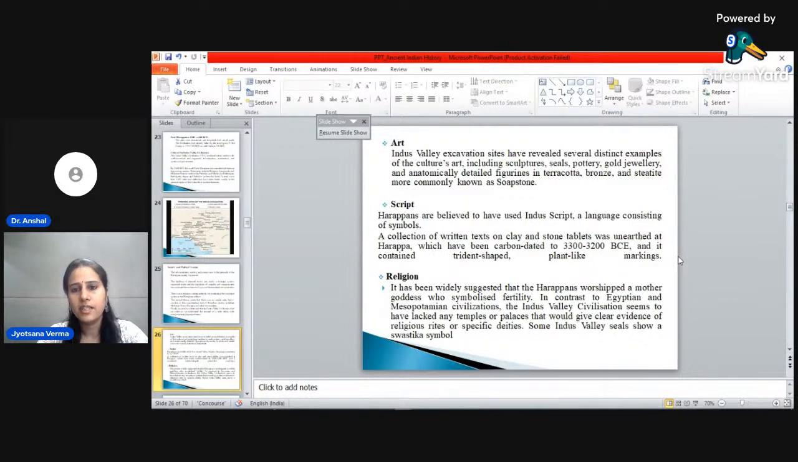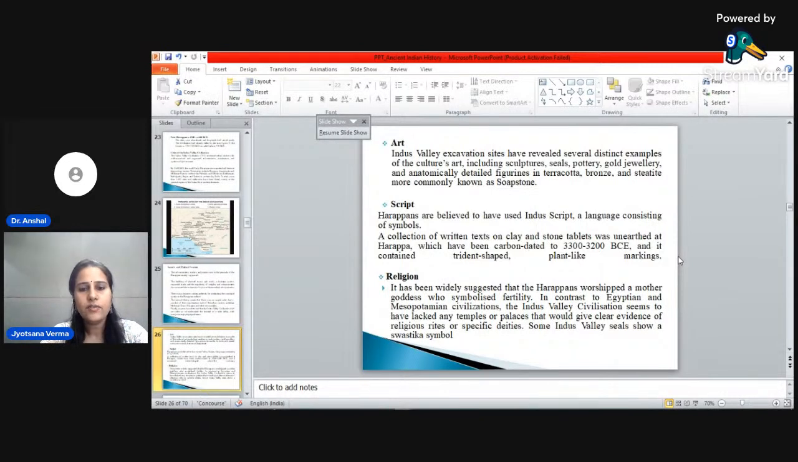That is found in this civilization: terracotta, bronze, and many other monuments. And script: the Harappans are believed to have had an Indus script and language. Basically, the Harappan script was a symbolic language, a collection of written text tablets which have been carbon dated to between 3300 and 3200 BC, and it contained tiny shapes and plant-like markings. The language of the Harappan civilization was symbolic, with some symbols related to nature, like plants and triangle shapes.